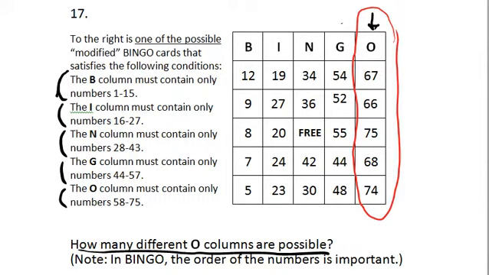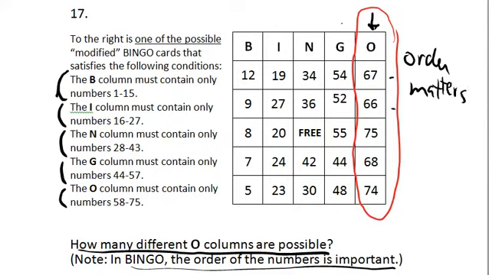Now, they also want us to know that in bingo, the order of the numbers is important. So in other words, putting a 67 in this first spot here is different than if that 67 shows up somewhere else. So order matters. Since order matters, you're going to be looking at a permutation. So let's just say that here. Order matters. And that means you're dealing with a permutation.